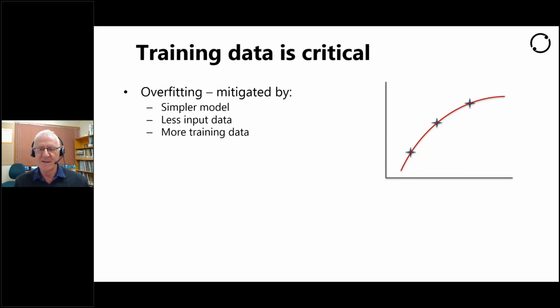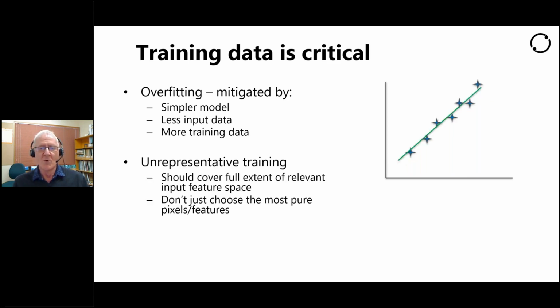It can overfit that data, and the only way to really get around that is to go back to using more data or more training points to properly parameterize the model. Another pitfall is having an unrepresentative training set.